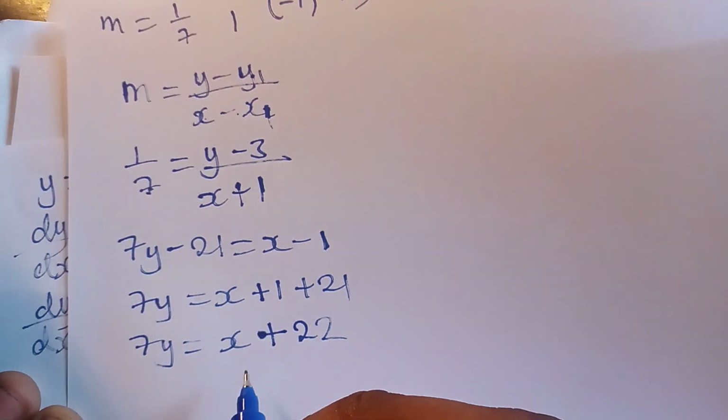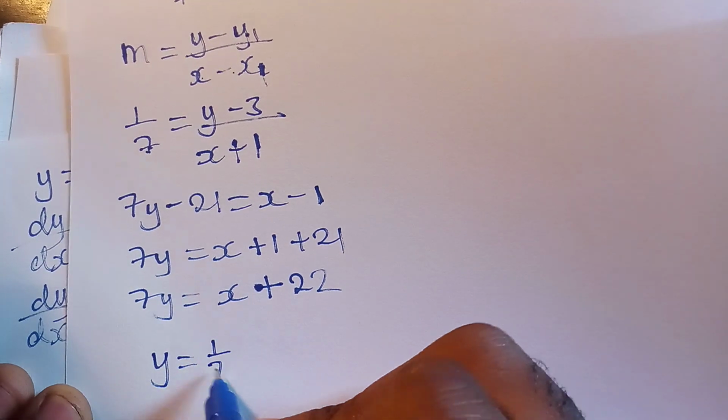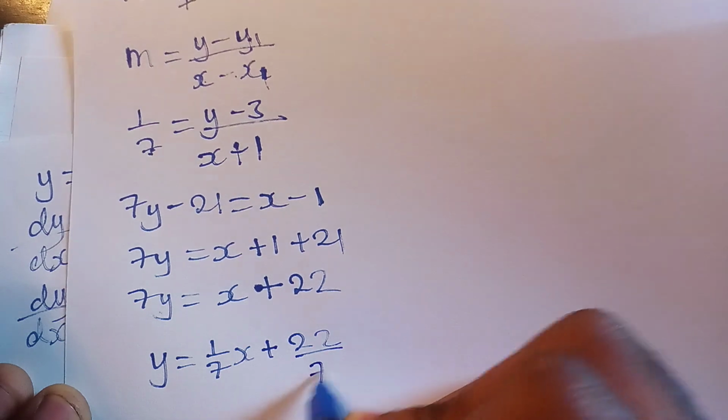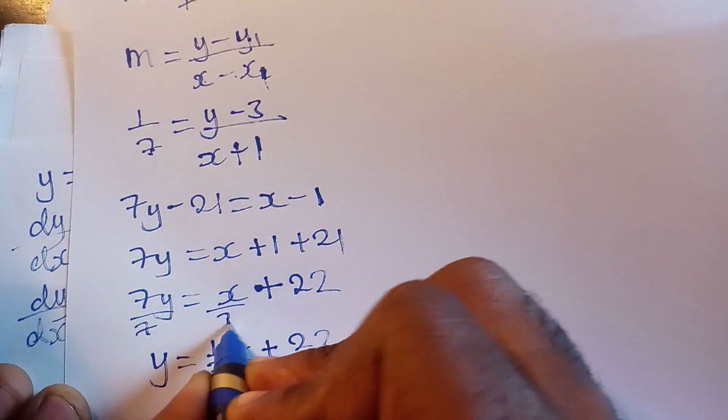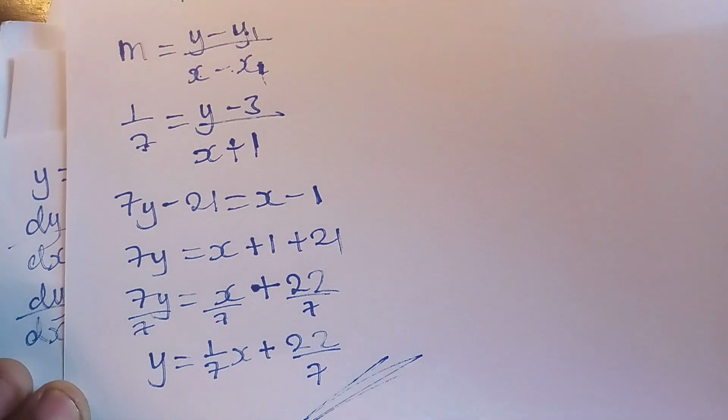You can either leave it like this or you can leave it in standard form by dividing through by 7. So I've just divided everything by 7 to obtain this. So this is your answer.